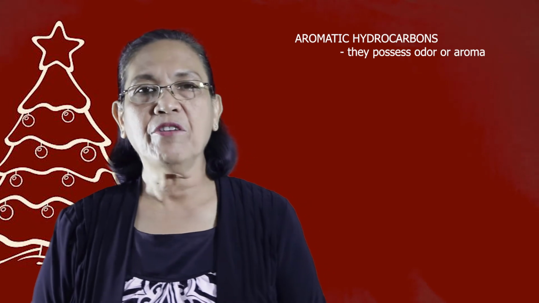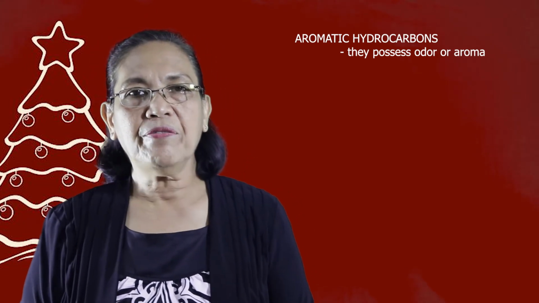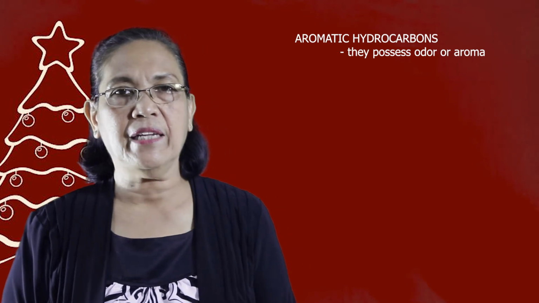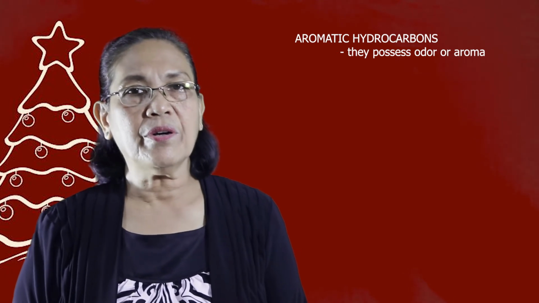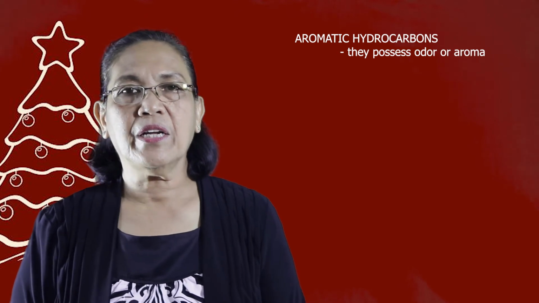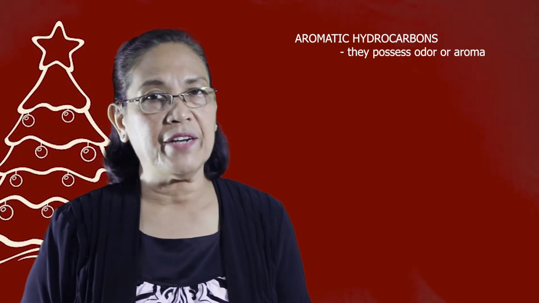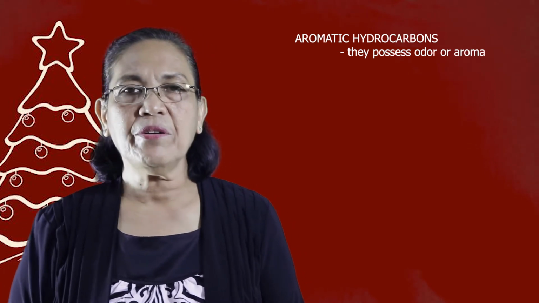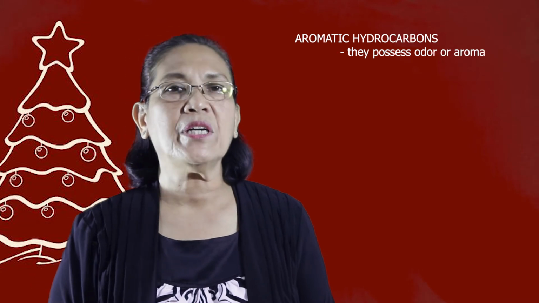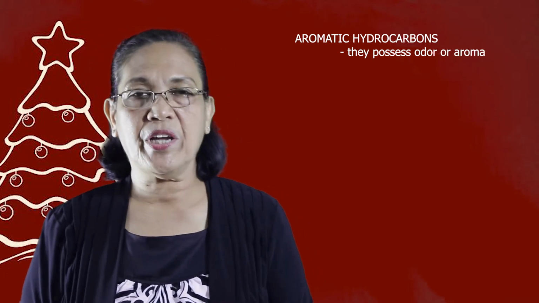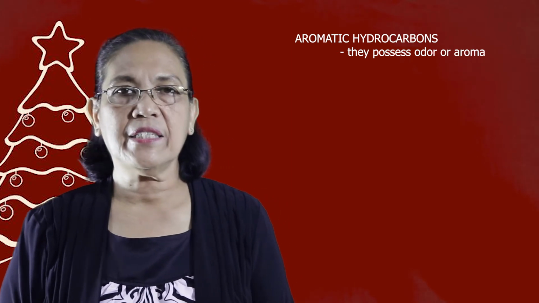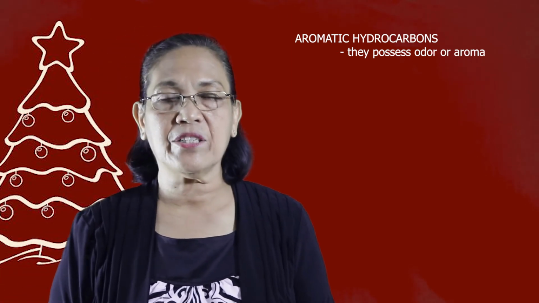Another group of the hydrocarbons is the aromatic hydrocarbons. Aromatic hydrocarbons are hydrocarbons which exist in a cyclic or ring-like structure. Compared to the aliphatic hydrocarbons, which we said are those whose structure is in an open chain, the aromatic hydrocarbons have their structure in a cyclic or ring-like form.